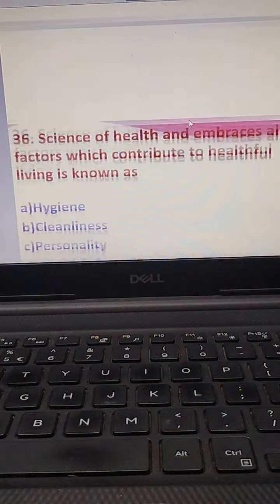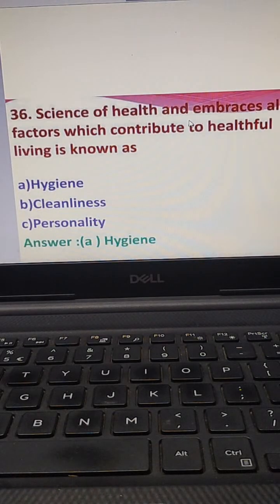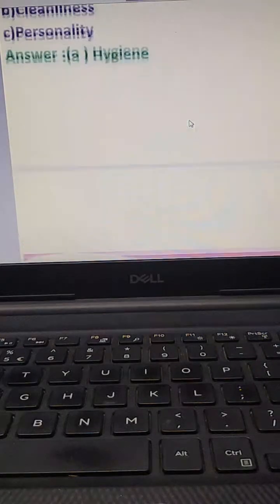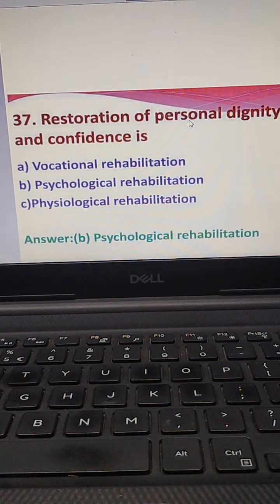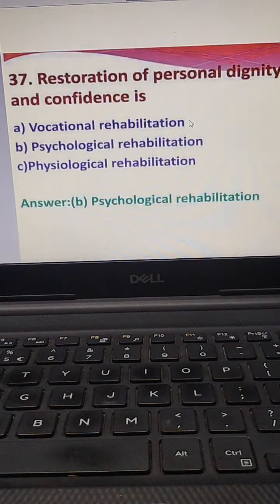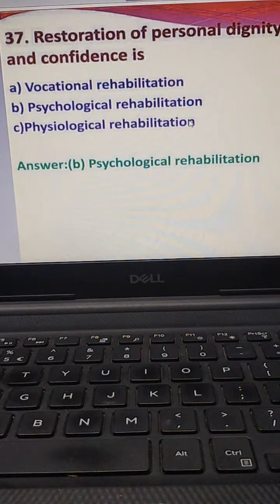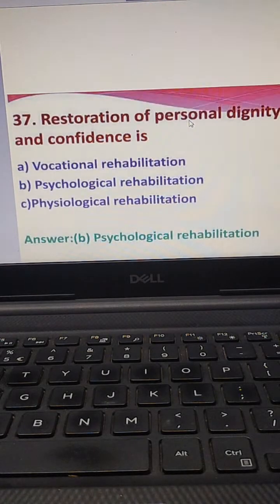The next question. Science of health and embraces all factors which contribute to healthful living is known as hygiene, cleanliness, personality. The answer is hygiene. Then next question. Restoration of personal dignity and confidence is vocational rehabilitation, psychological rehabilitation, physiological rehabilitation. The answer is psychological rehabilitation.